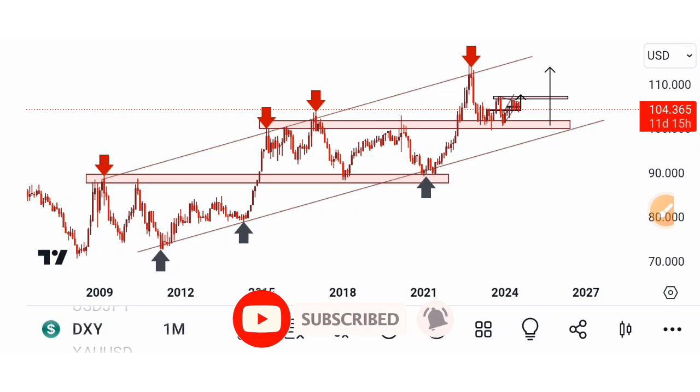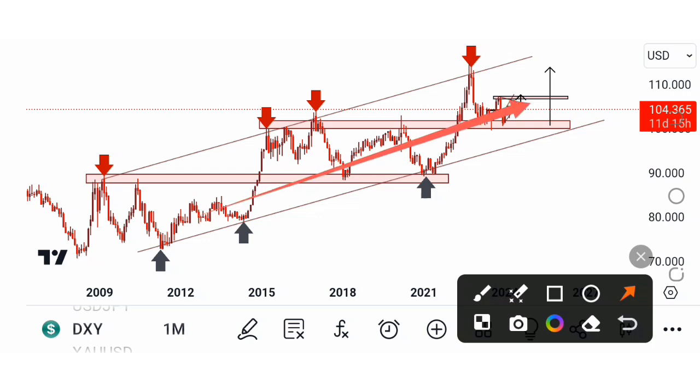In front of us we have the dollar index, and I'm currently looking for buyers on this market. I am bullish. The reason why I'm looking for buyers is simply because we are in a bullish channel. As you can see, the market keeps on creating higher lows and also higher highs. This is very obvious to see. The second reason why I'm bullish is because the market is trading above a very significant support structure.